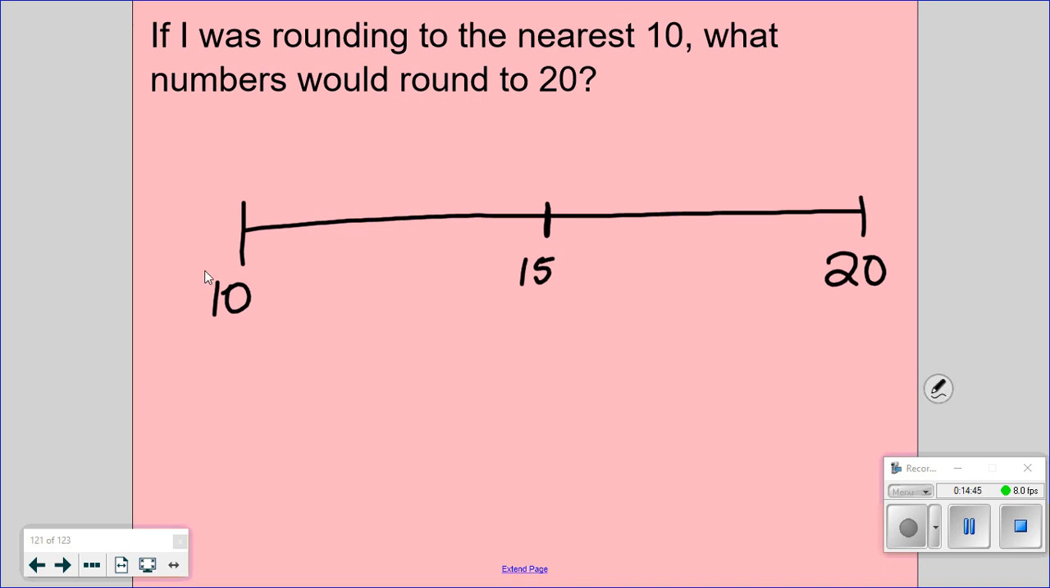What are some numbers on this number line that would round to 20 as the next closest number? Michael? 17? Put it on there. We know 17. Closest number is 20. That'll work. Come up with another number that would round to 20 as the next close to number. Gwen? 16. Let's put it down.